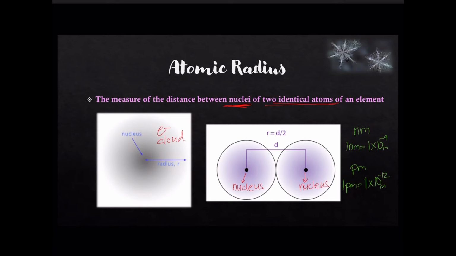So generally what you'll see recorded as the atomic radius is actually the distance between two nuclei. So the D here represents distance, divided by 2. And that is how we get the atomic radius.